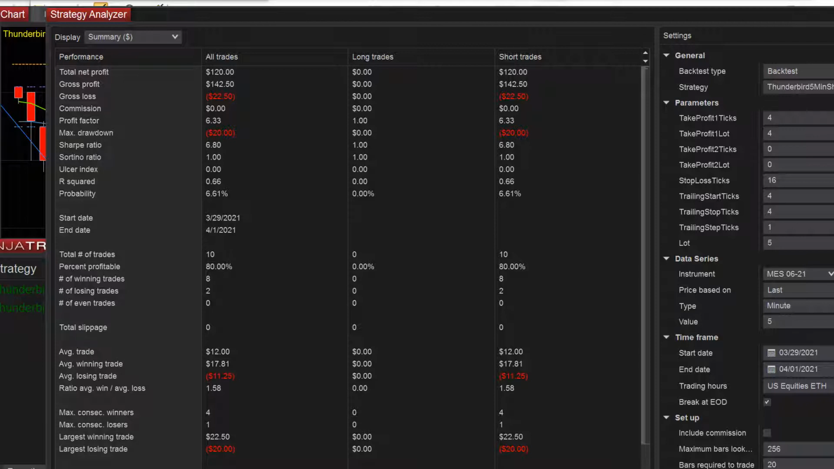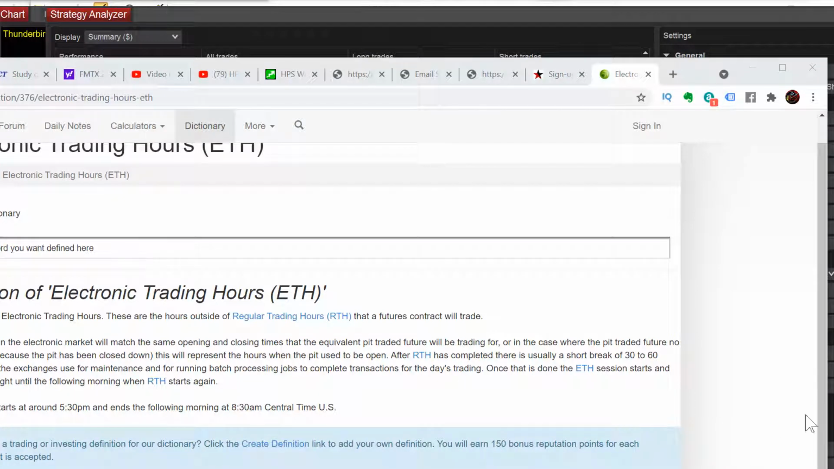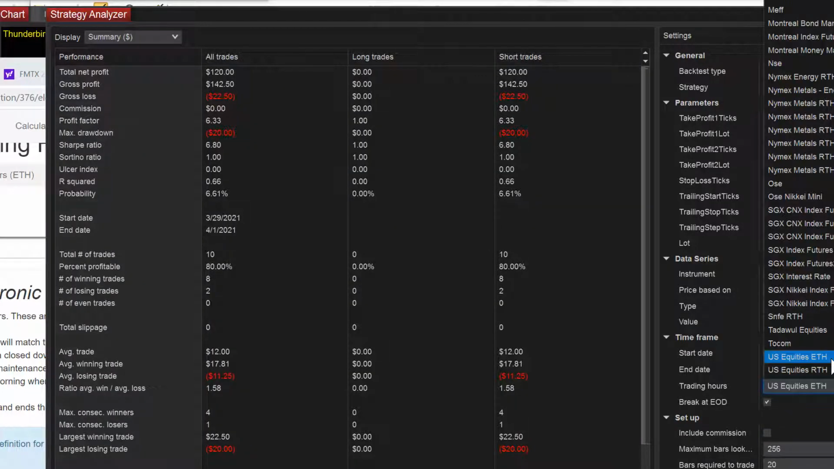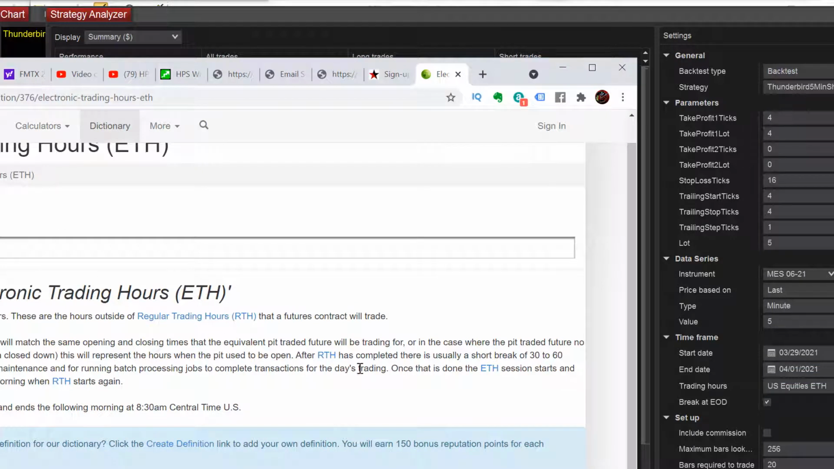I always thought on the template here that the ETS was like extended hours and regular trading hours, but this is electronic trading hours. I was just reading the definition on that. That's basically electronic typically starts around 5:30 p.m. and ends the following morning at 8:30 a.m. Central U.S. time. So it's like the overnight. That's not regular trading hours or your normal trading hours.